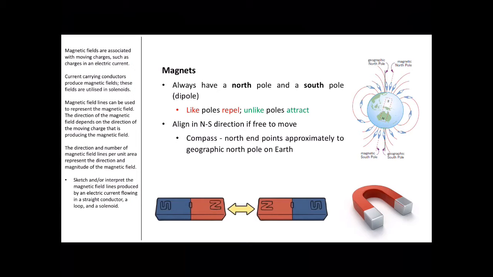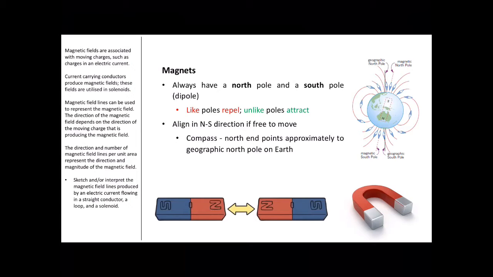The direction and number of magnetic field lines per unit area represent the direction and magnitude of the magnetic field, and in Stage 2 physics you'll need to be able to sketch and or interpret the magnetic field lines produced by an electric current flowing through a straight conductor, a loop, and a solenoid. And a solenoid is a collection of loops next to each other that a current might flow through. So we'll learn more about those.